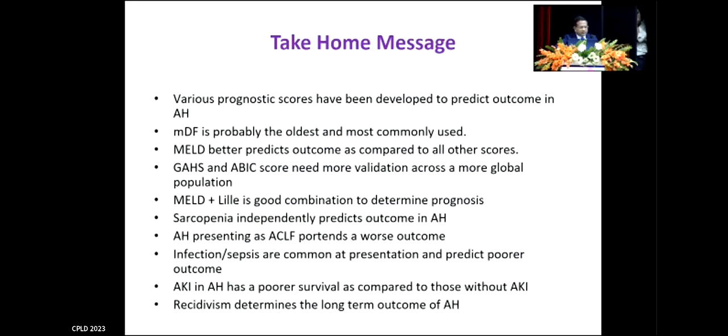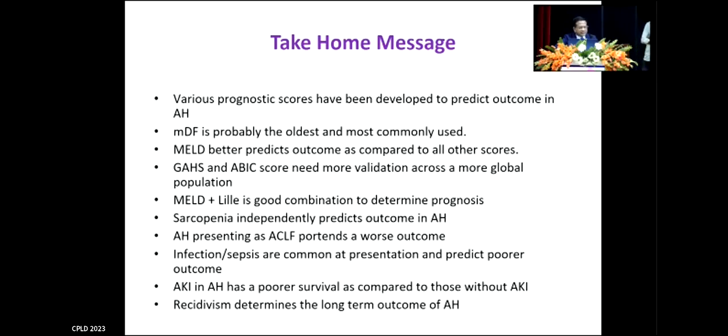The modified discriminant function is probably the oldest, and I think still the most commonly used. I think most of us still use it because it's an old score, we've grown up with it. But MELD, according to recent data, better predicts outcome as compared to all other scores. The Glasgow score and the ABIC score need more validation across a more global population. The MELD and the Lille score in combination is a good score to determine prognosis in severe alcoholic hepatitis.